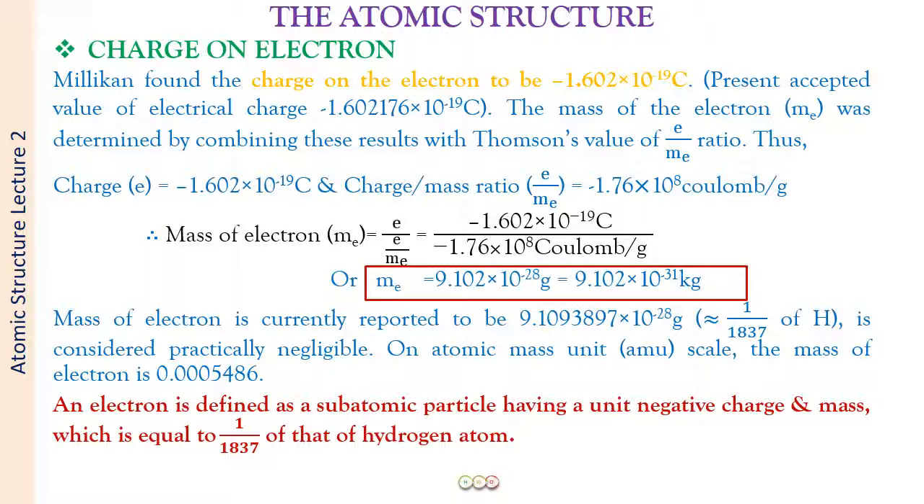An electron has the smallest electrical charge possible. This has been given a unit negative charge, and hence we can define an electron to be a subatomic particle having a unit negative charge and mass which is 1 by 1837 times that of a hydrogen atom.